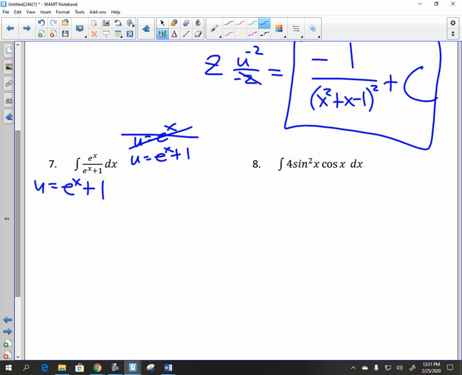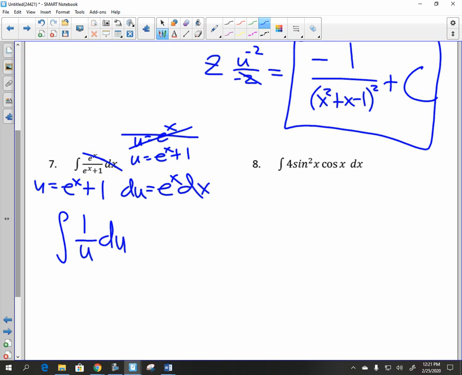We'll get there. So therefore, du is equal to what? e to the x dx. Do I have an e to the x dx? I sure do. It's right there. So I get to cancel those off. Integral of what? u to the negative 1, or 1 over u du.